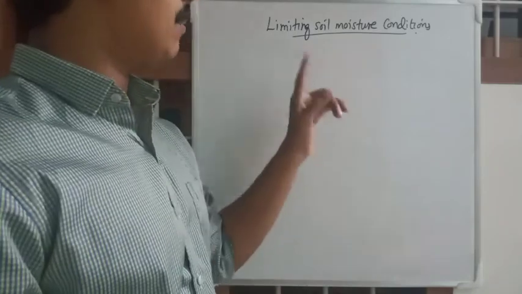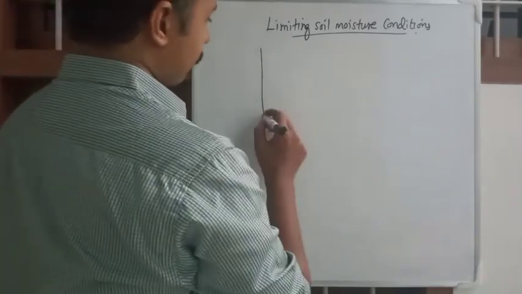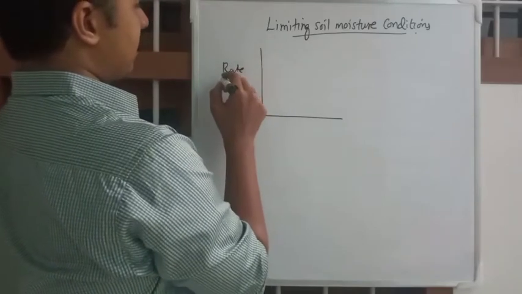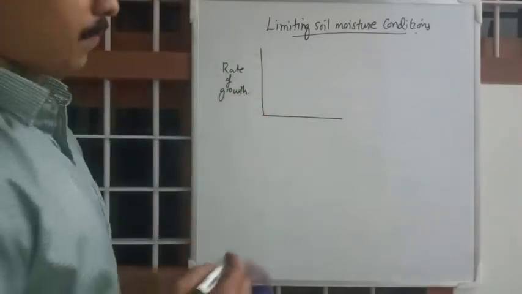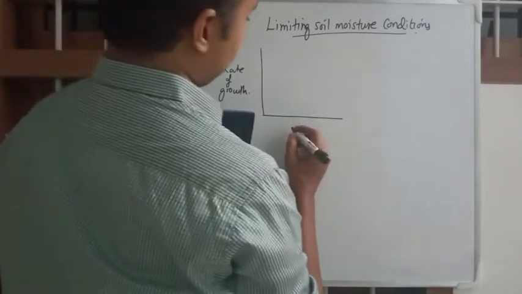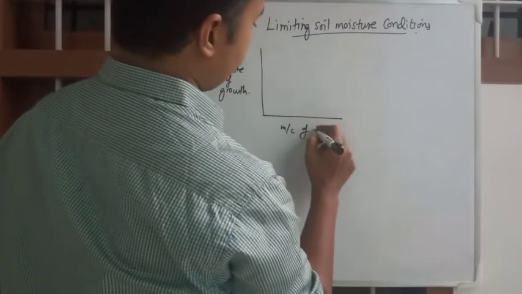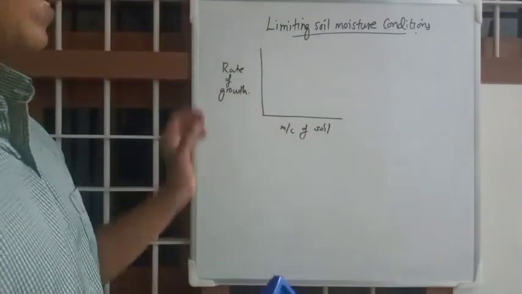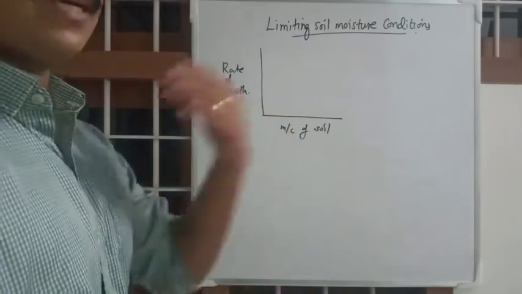So next topic is limiting soil moisture conditions. Suppose we are drawing a graph like this, in which the y-axis is rate of growth of plants. We are pouring water for growing plants, obviously. And the x-axis is moisture content of soil. So we are trying to analyze how these two relate. How does moisture content of soil relate to rate of growth of plants, for which we are doing irrigation.